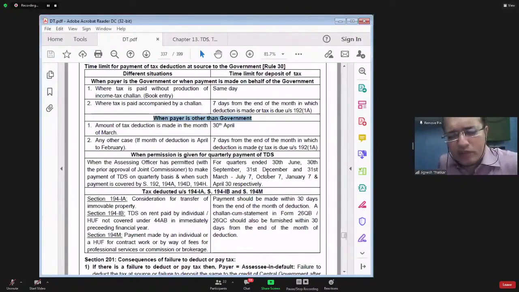TDS deducted in the month of December should be paid to the government by 7th of January. TDS deducted in the month of January should be paid to the government by 7th of February. TDS deducted in the month of February should be paid to the government by 7th of March. And whatever TDS is deducted in the month of March should be paid to the government by 30th of April. Have you understood this?